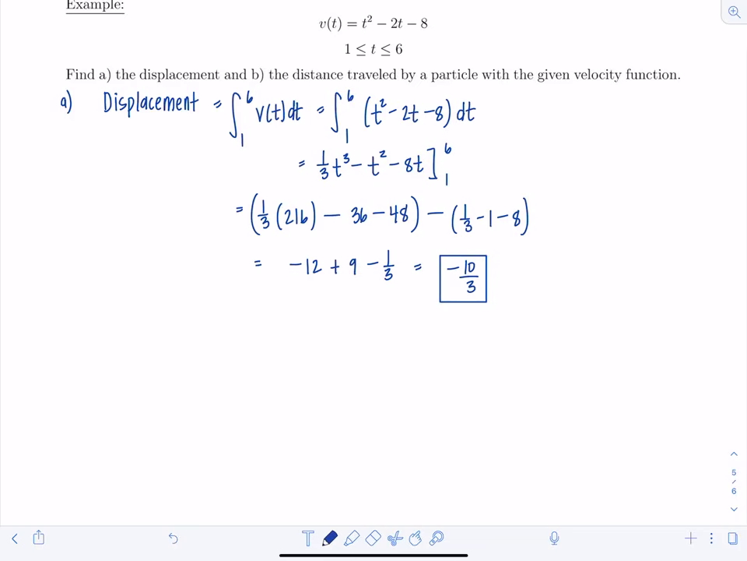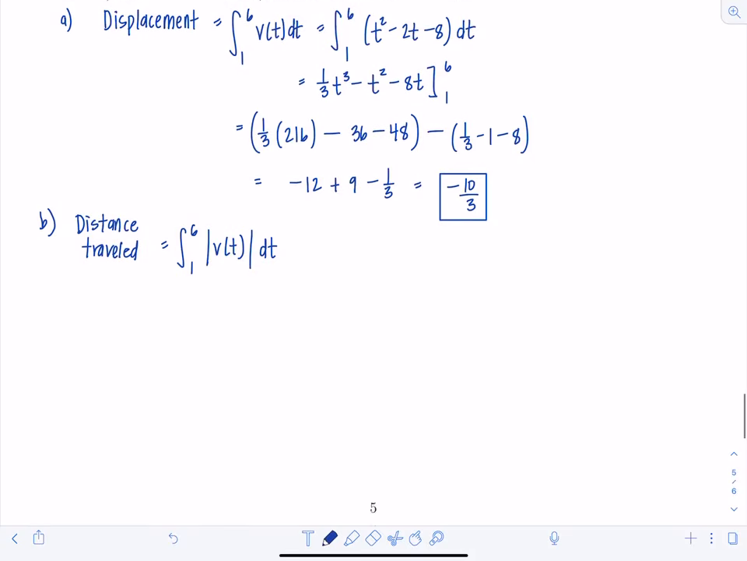Okay, that looks good. Now let's move on to part B, the total distance traveled. So if I need the distance traveled, now I have to integrate from 1 to 6 the absolute value of the velocity function. Okay, and so I have to integrate from 1 to 6 the absolute value of t squared minus 2t minus 8 dt.